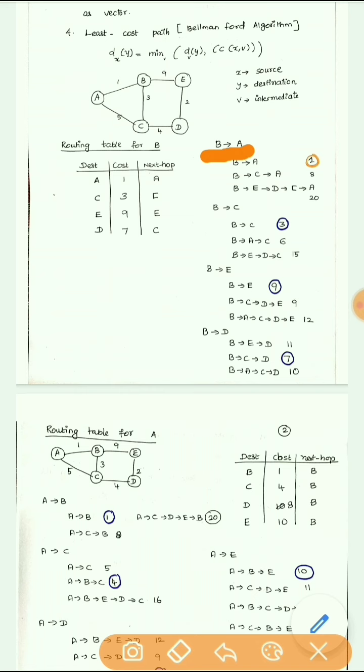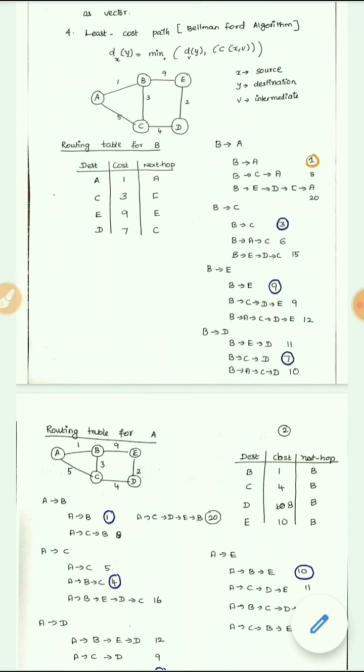You have one more path available in order to communicate between B and A. That is an indirect path, the longest path. B to E, then D, then C, then A. So that is the longest path. In this path, the cost of the path will be 20. 9 plus 2 plus 4 plus 5.